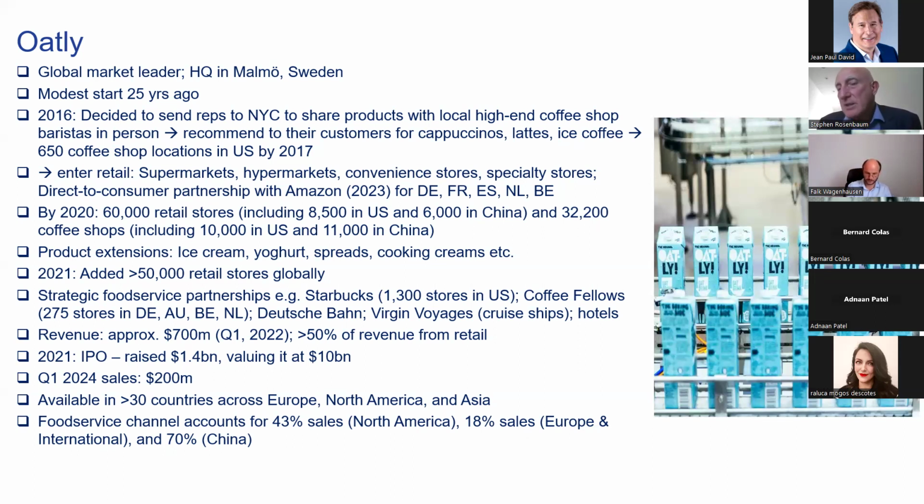Lots of hotels, airline companies like Swiss had partnerships with them. So this was a very, very big area that they were in. And then they had an IPO, so they raised a lot of money in 2021. It was valued at $10 billion US. And this allowed it, of course, to expand geographically.